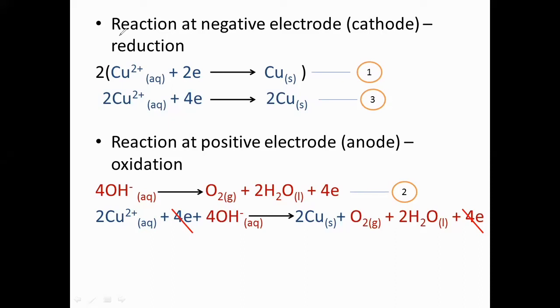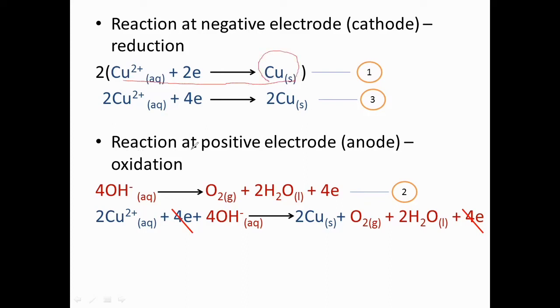Reactions happening at the negative electrode: there are two positive ions, copper ions and hydrogen ions, but copper is situated below the hydrogen, so the copper gets reduced first. These copper ions receive two electrons and become a copper atom.